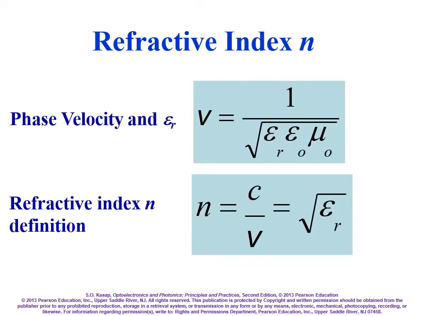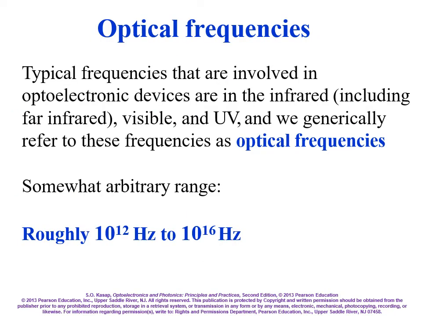So here are some equations for refractive index n, where v equals 1 over the root of epsilon r epsilon naught mu naught, and refractive index n is defined as c by v, which equals the root of epsilon r. Okay, optical frequencies. Typical frequencies involved in optoelectronic devices are in the infrared, including far infrared, visible, and ultraviolet, and we generally refer to these as optical frequencies. The somewhat arbitrary range is about 10 to the power 12 Hz to 10 to the power 16 Hz.